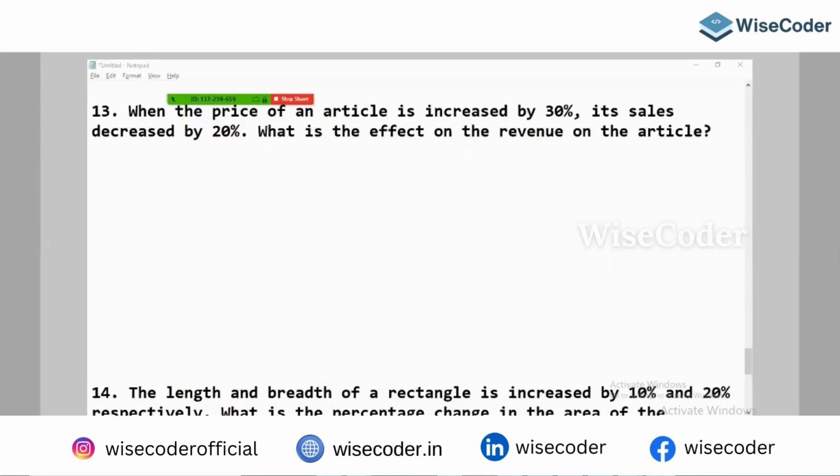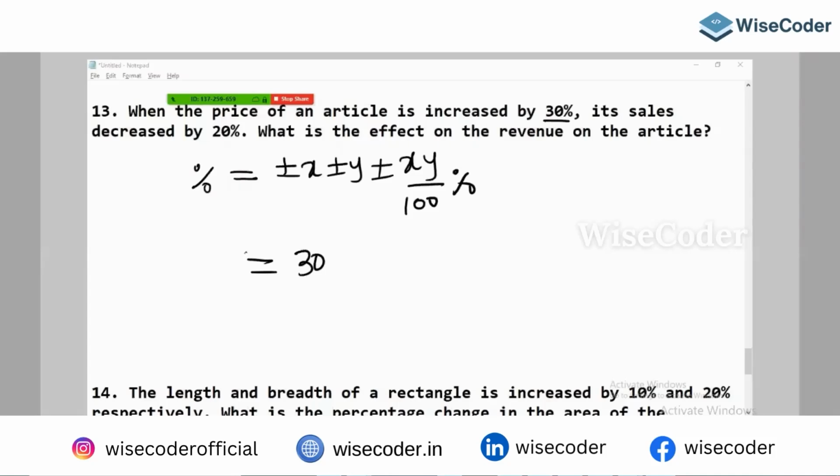Guys, look here. The price of an article increased by 30 and sales decreased by 20. Whenever you come across these types of questions, there is one formula: the effective percentage equals plus or minus x plus or minus y plus or minus xy by 100 percent, plus sign for increase, minus sign for decrease. The price increased by 30, so 30, and sales decreased, so minus 20, plus into minus, minus 30 into 20 by 100.